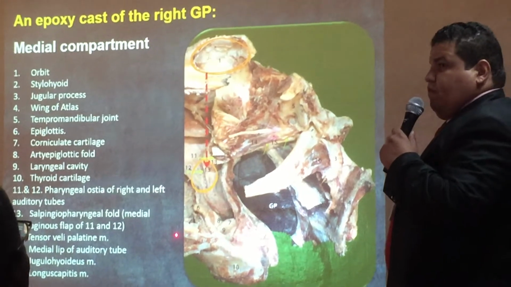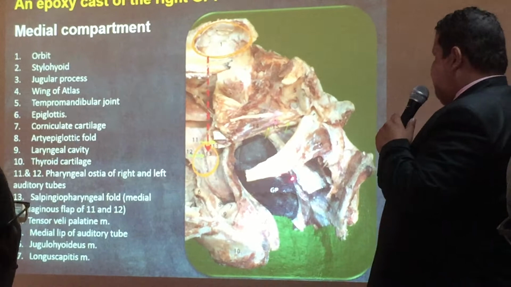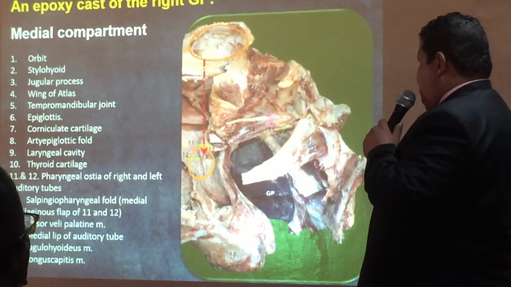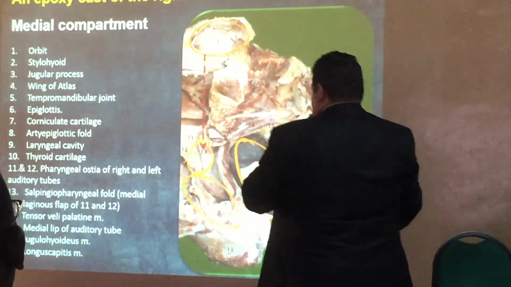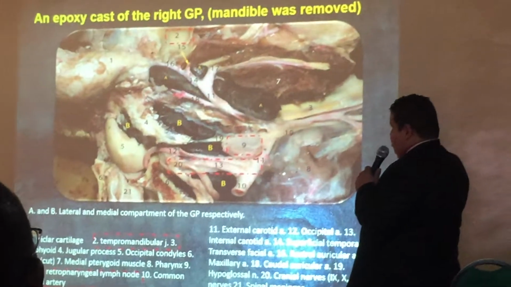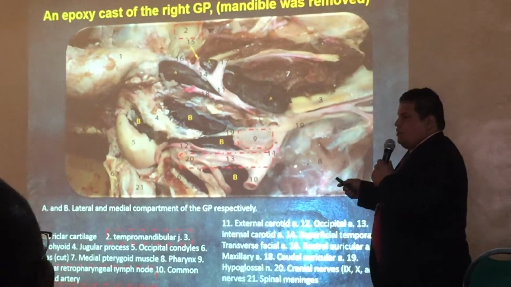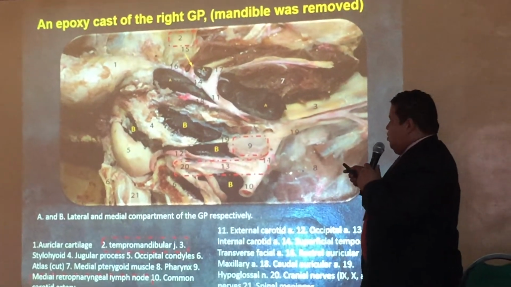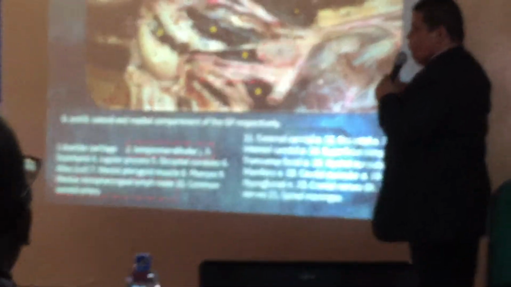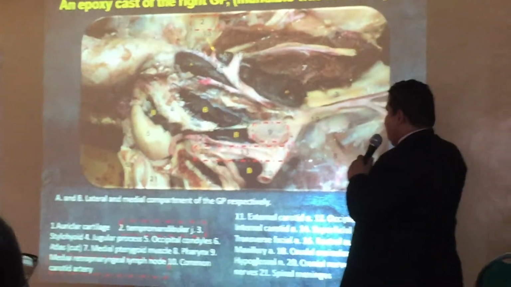They are found back to back, separated by the longus capitis muscle, and the epiglottis and epiglottic fold. An epoxy cast of the right guttural pouch, with the mandible removed. This is a picture of the guttural pouch, because the guttural pouch is very important: all the structures beside the guttural pouch are present in the horse.